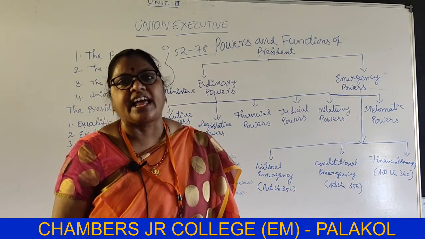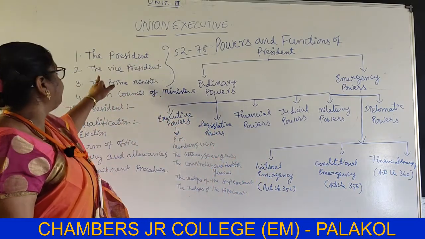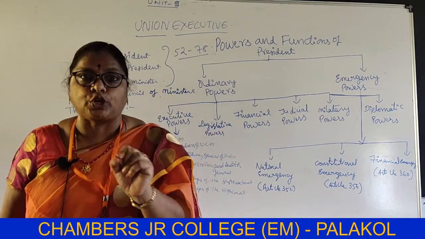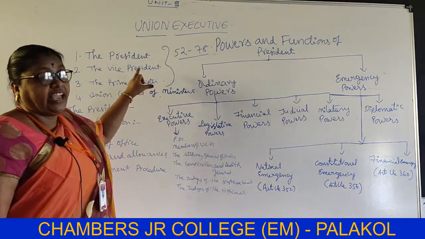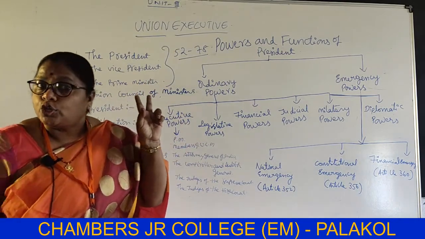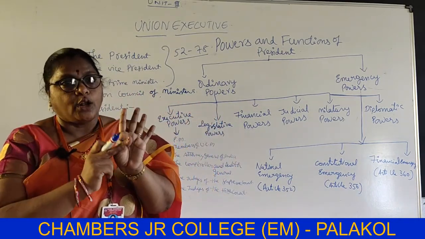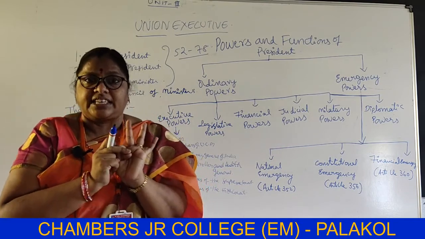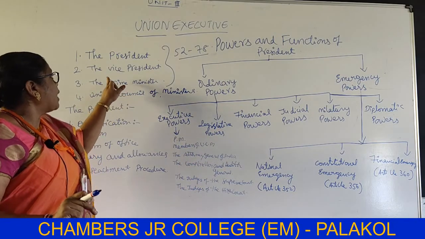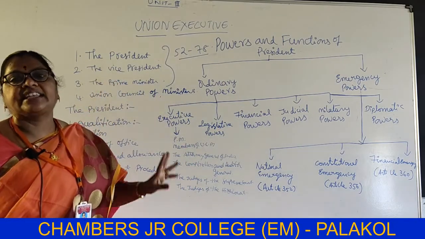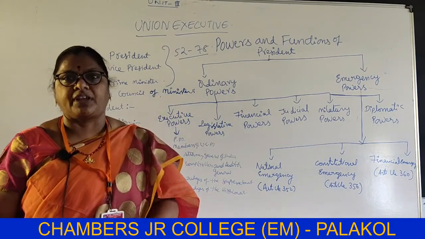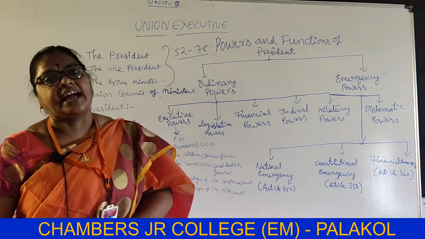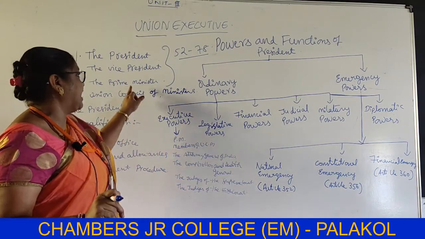The vice president acts as the ex officio chairman of Rajya Sabha. In the parliamentary system, we have two houses. What are they? The lower house is Lok Sabha, the upper house is Rajya Sabha. So the vice president acts as the ex officio chairman of Rajya Sabha, and he plays an important role in the law making procedure.